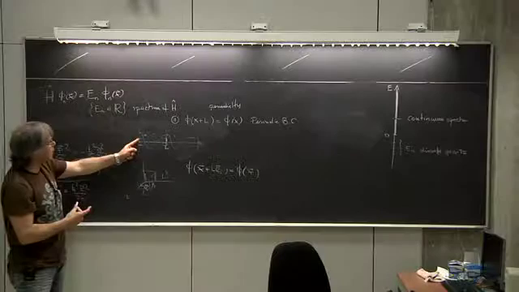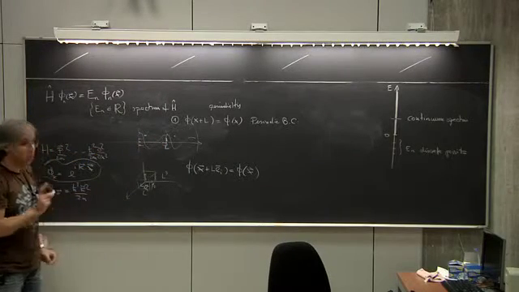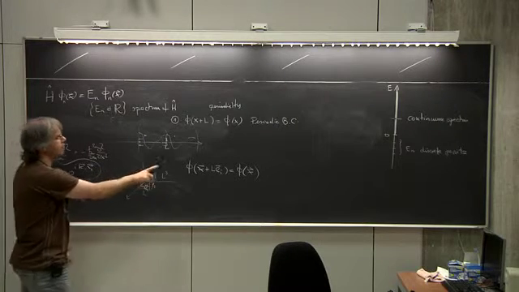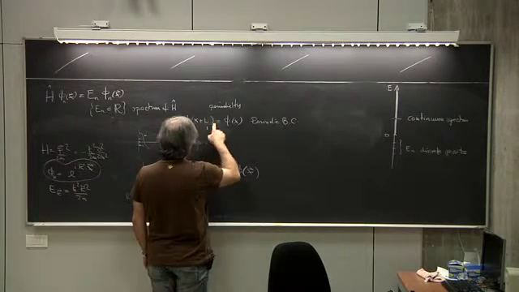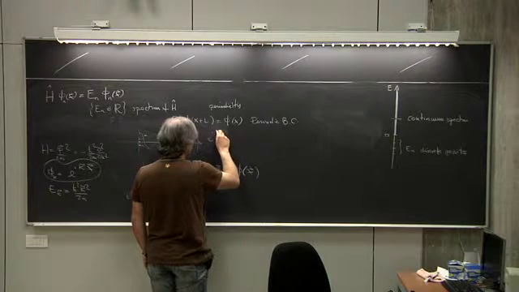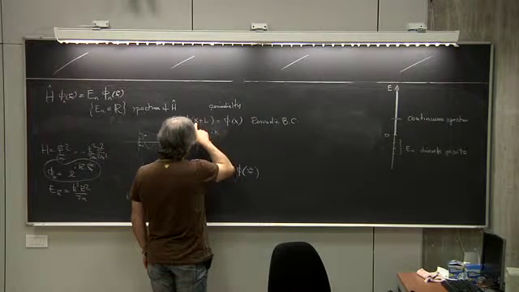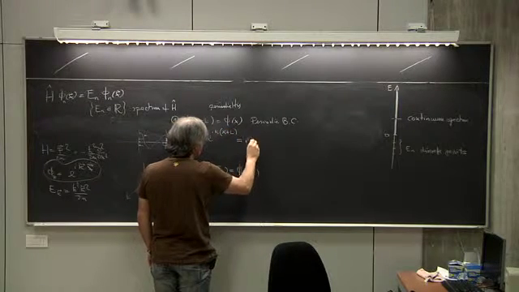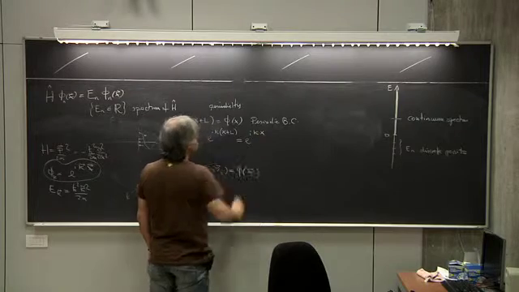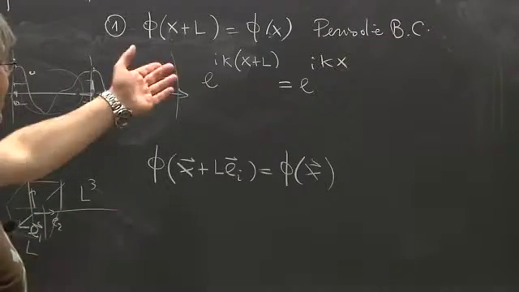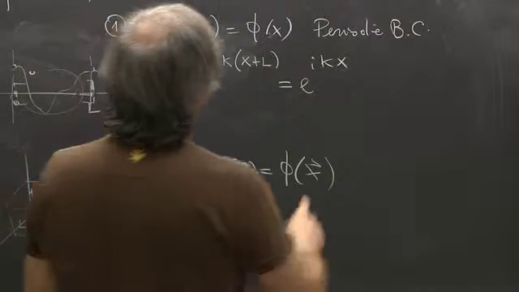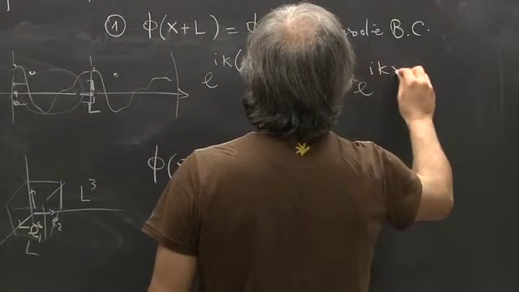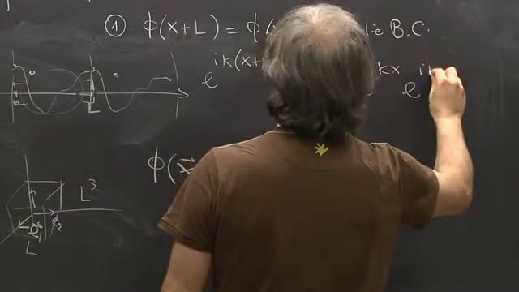Nevertheless, the boundary condition here requires something on this wave function. Let's see what. For instance, let's do it in 1D first. So this wave function is generically e to the i kx. So e to the i k at position x plus L should be equal to e to the i k at position x. Okay? When is this true? Well, you see immediately that this is equal to e to the i kx times e to the i kL.